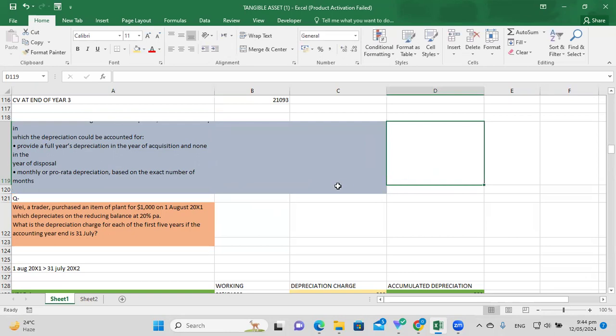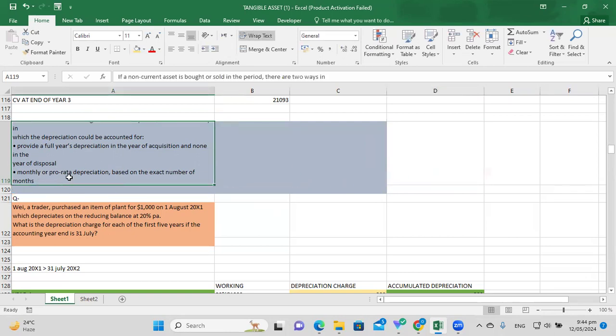And the second thing is monthly or pro rata depreciation based on the exact number of months. Also, I will explain this by an example. All right.